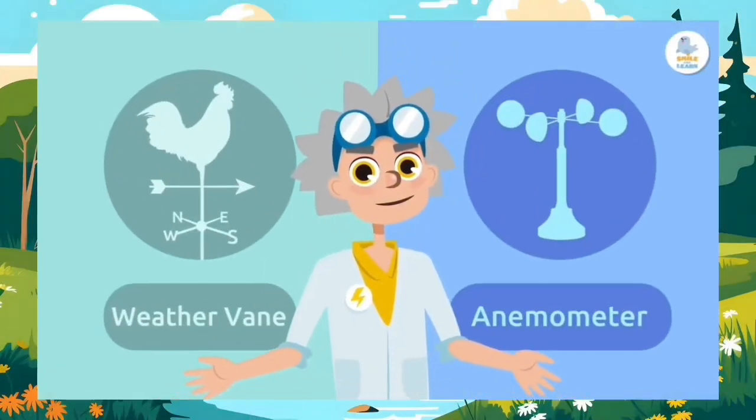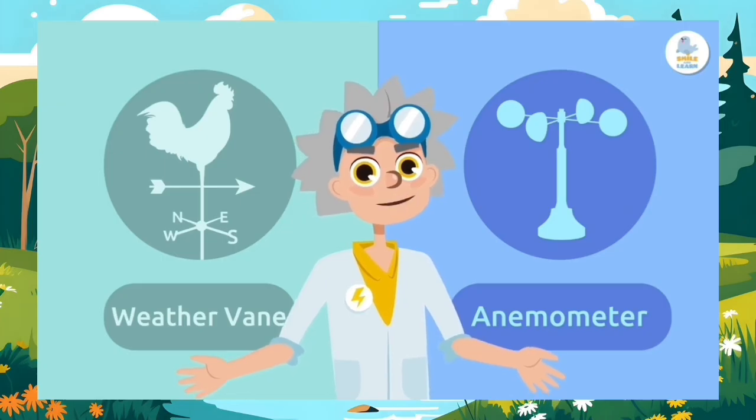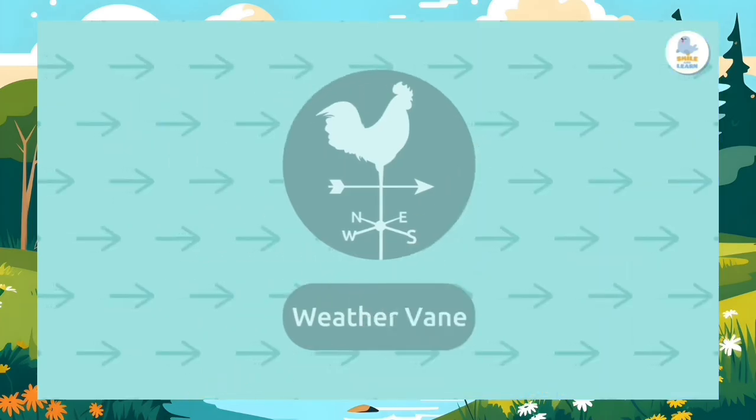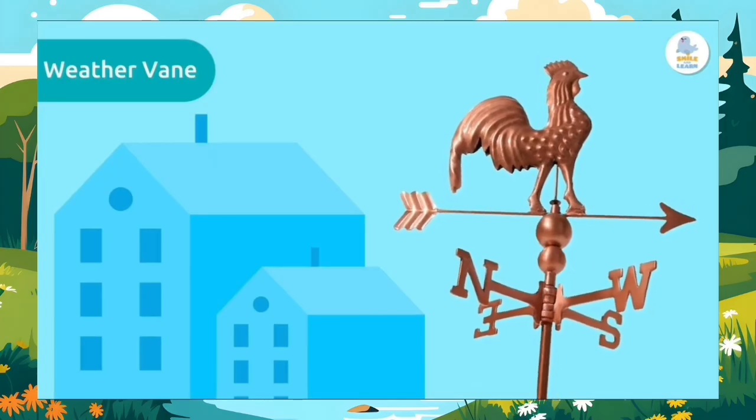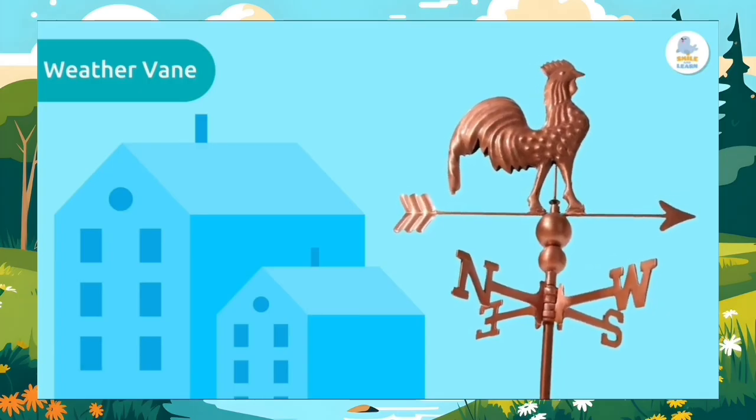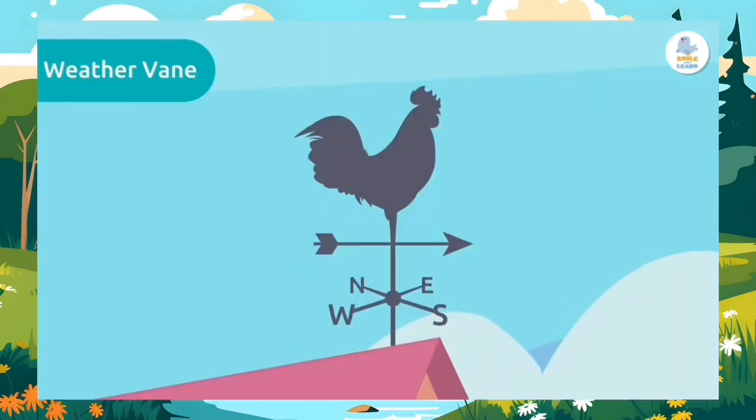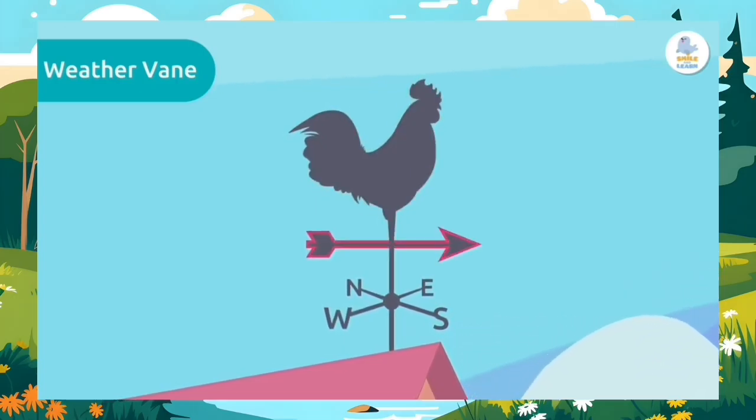Today we will learn about some weather instruments that give information about the wind. Weather vane. The weather vane is a weather instrument that we put in high places, like on the roofs of houses. It helps us to know the wind direction. Weather vanes usually have a decorative figure on top. Surely you've seen one that looks like a rooster.